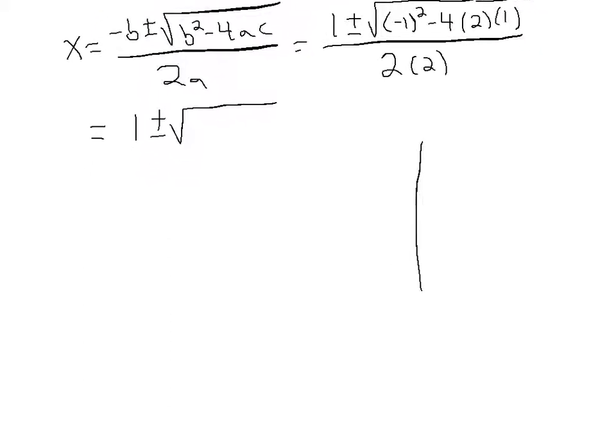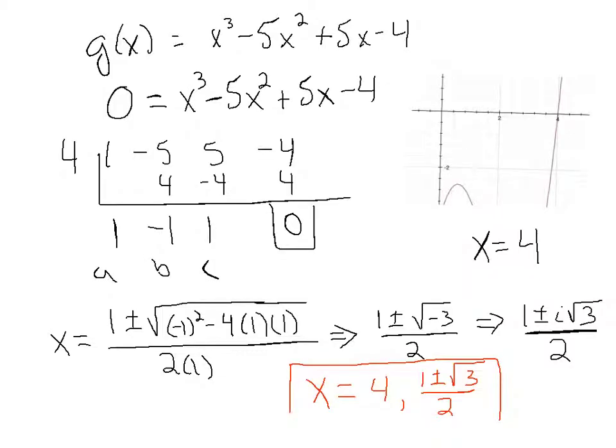And here is the problem that I would like for you guys to try. So we have g of x is equal to x cubed minus 5x squared plus 5x minus 4. Once you're done with this, well, first pause it, then once you're done, go ahead and press play and I'll show you the solution.